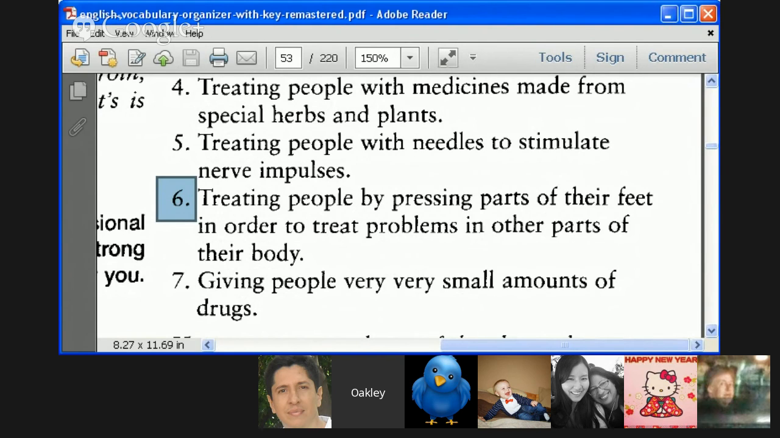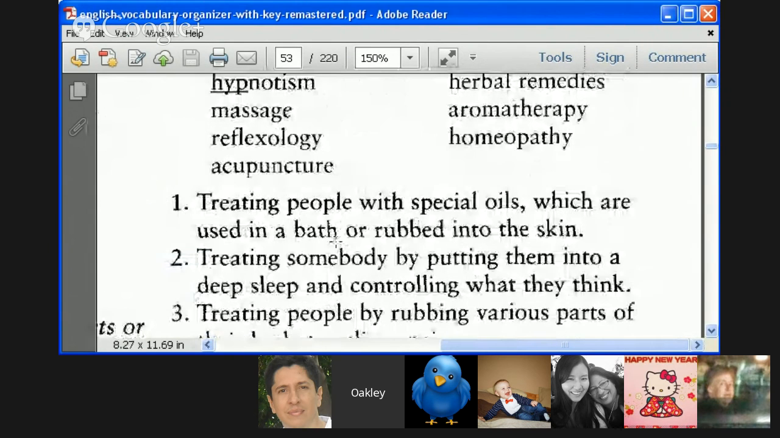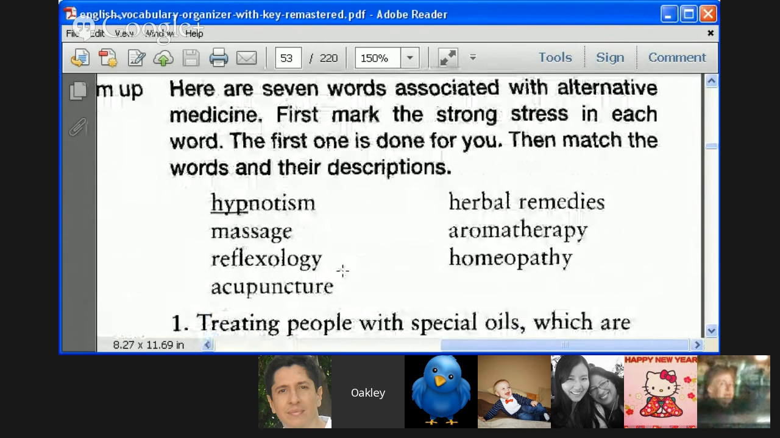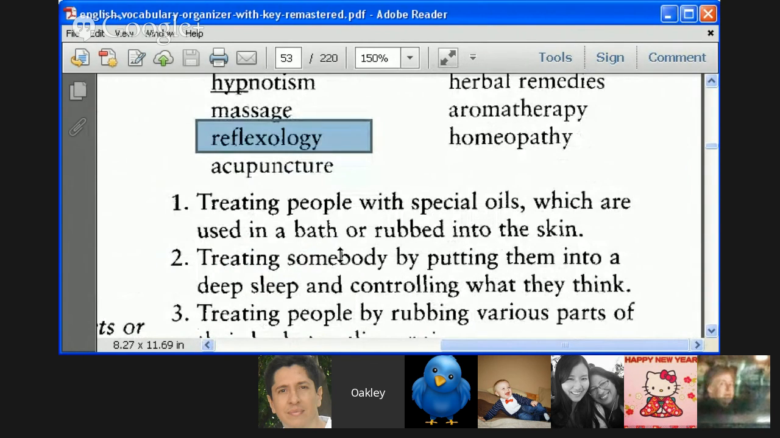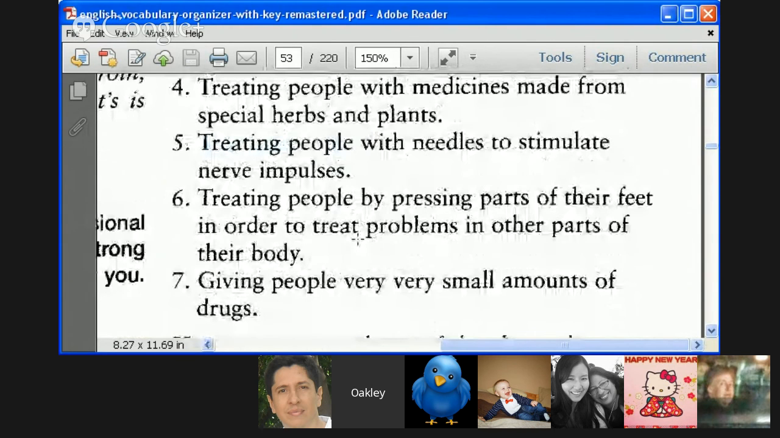Cornell, number six, please. Treating people by pressing parts of their feet in order to treat problems in other parts of their body. Please scroll up. Reflexology. That's it. Okay. That's another one I've never tried. Have you ever tried that, Cornell? Not yet. You sound like maybe you will.